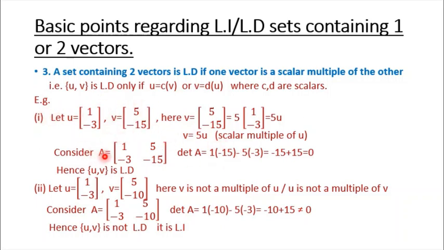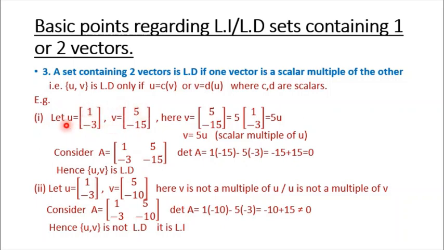Then let us see what its determinant value is. How do you determine LI and LD? Take a 2 by 2 matrix A and compute det A. Determinant of A will be 1 into -15 minus 5 into -3, which is -15 plus 15, that is 0. Det A is 0. When det A is 0, these two column vectors will be linearly dependent. Why is it linearly dependent? Because I have taken v as a multiple of u.